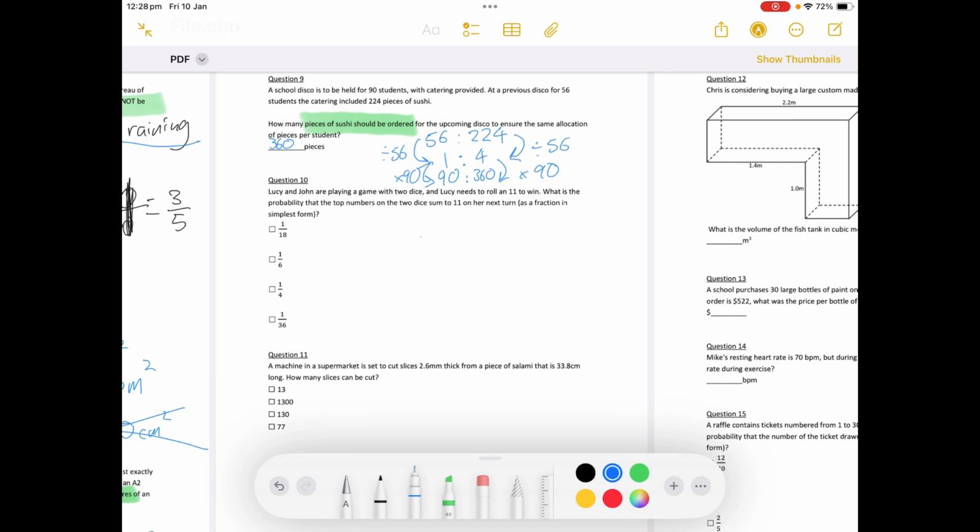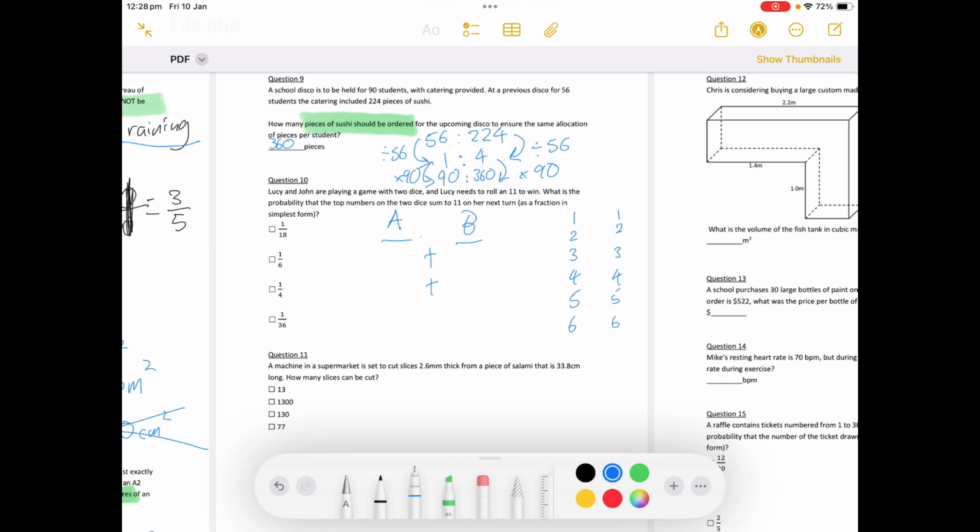Okay, so we've got 2 dice. So let's say I've got dice A and I've got dice B. And we need them to roll numbers that add up to 11. Now a dice always has numbers 1 to 6, so 1, 2, 3, 4, 5, 6 for one dice, and same on the other dice.